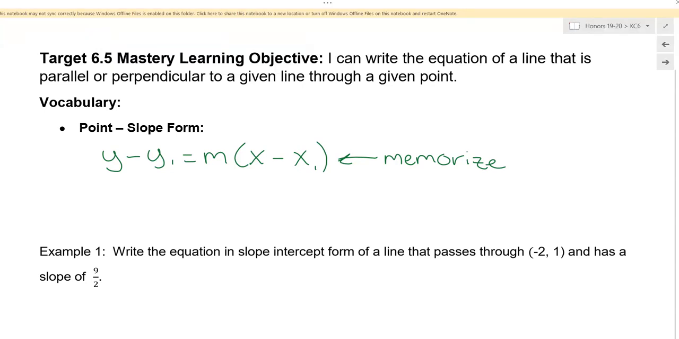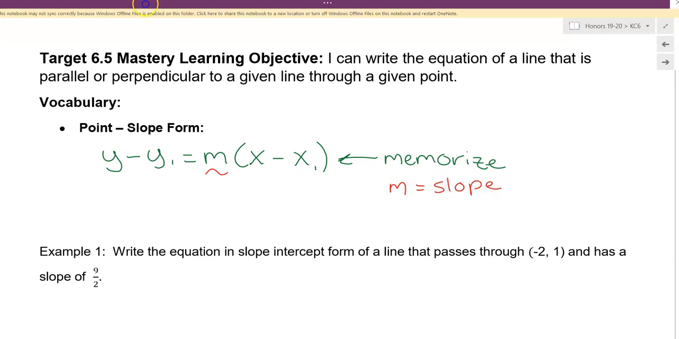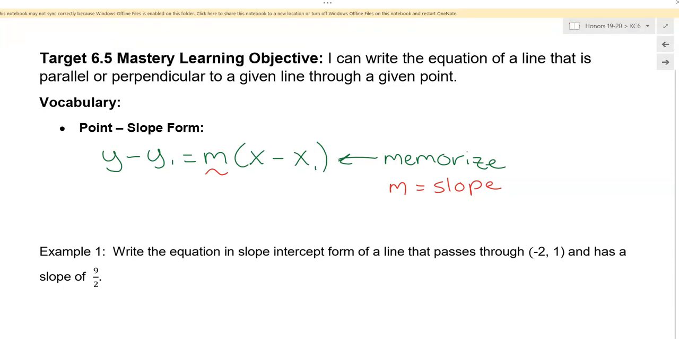In this, we already know that m is our slope. That hasn't changed. But then we have this x1 and this y1, okay? And that's just any point on the line. Okay. And then our x and our y just stay in our equation, just like the y equals mx plus b form, right? You still have a plain x and a plain y in your equation.